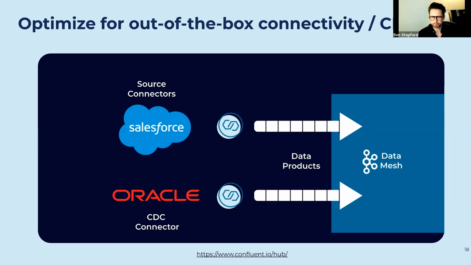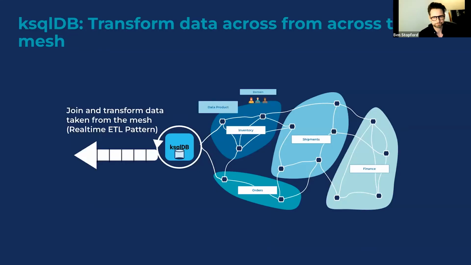It's like, I think more than 100 connectors in Confluent, which are just there for you to pick up and use and integrate with a variety of different sources. So you can get data into the mesh quickly, and you can get data out of the mesh quickly, because there are connectors on both sides.